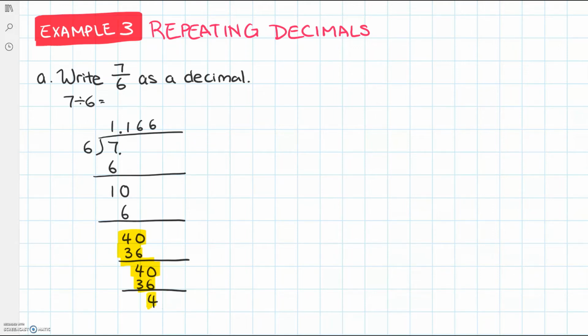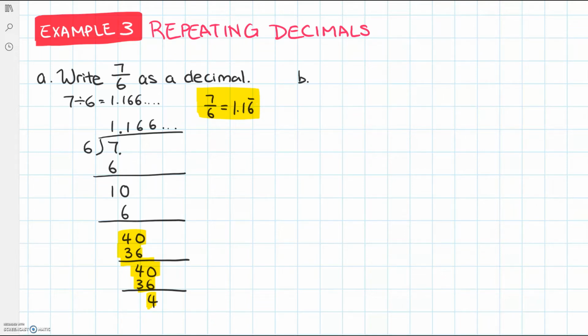So instead of keeping going, I can simply stop here as I know that this is going to repeat. And I will write my answer as 7/6 equals 1.16, only once, but I put a bar on top. Okay? That's it.